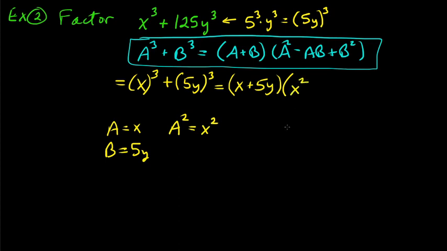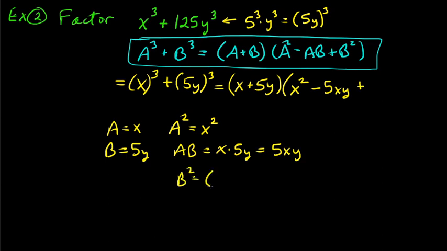No problem there, right? Minus a times b. So what's a times b? A times b is x times 5y. Or better yet, bring the 5 in front. It's 5 times xy. Right? And then plus b squared. So what's b squared? Well, it's 5y squared. Right? Or if you like, 5y times 5y.